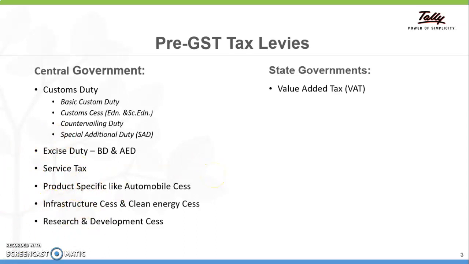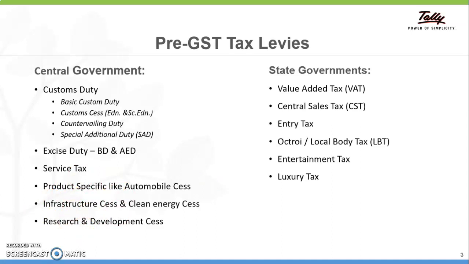State government taxes are like VAT, value added tax, CST, entry tax, octroi, entertainment tax, luxury tax, stamp duty and registration fees. Among state government taxes, I am talking about only two things, value added tax and CST. When you are purchasing goods, you have to pay the tax, that is value added tax, VAT.